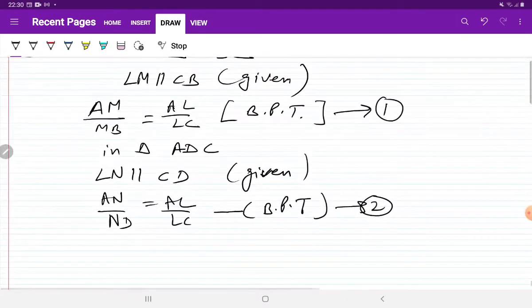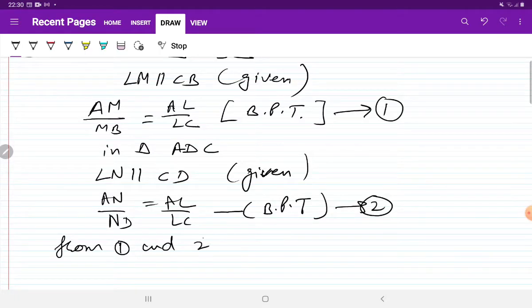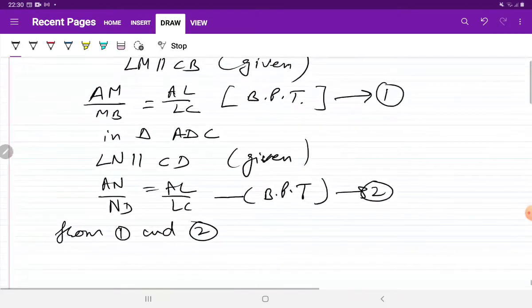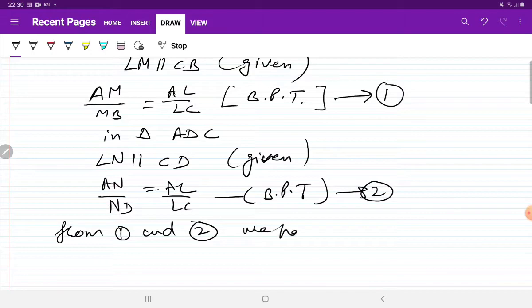Now from equation 1 and equation 2, what we have? See, both right sides are equal. AL upon LC is equal to AL upon LC.